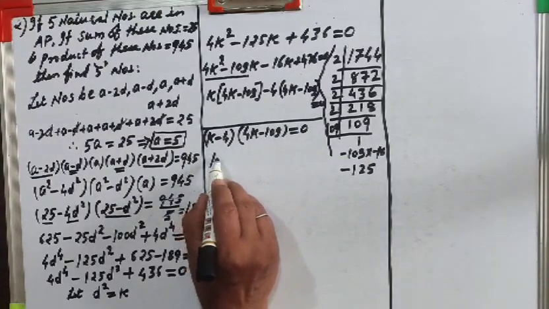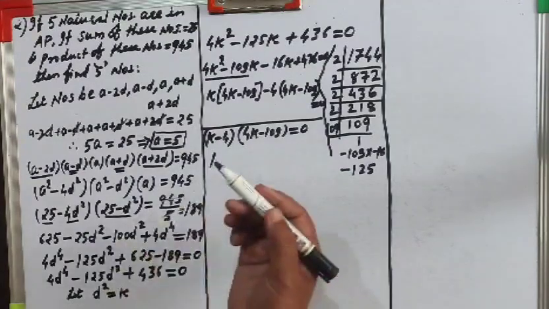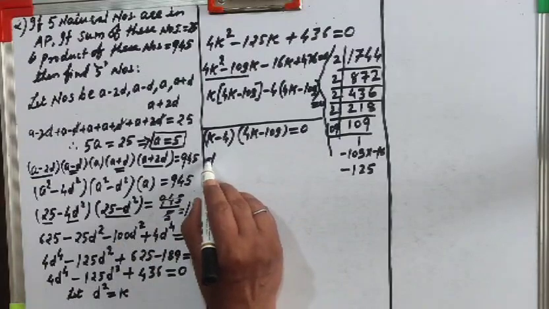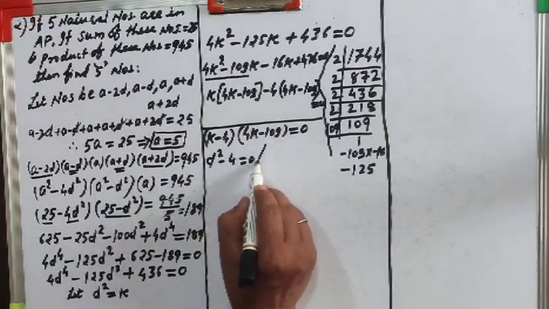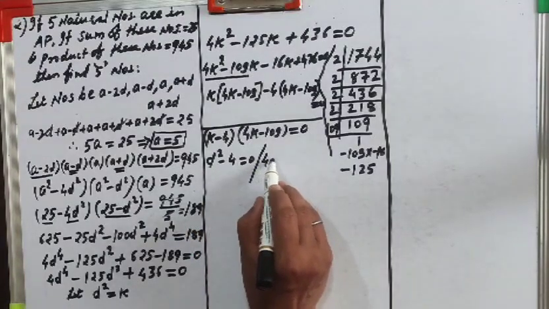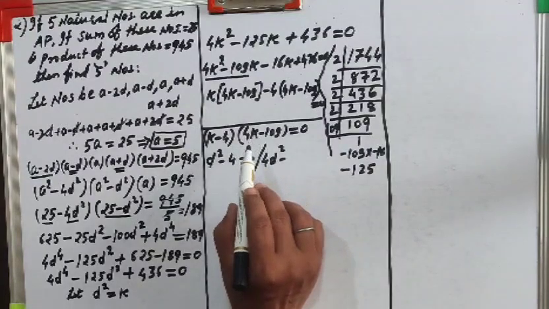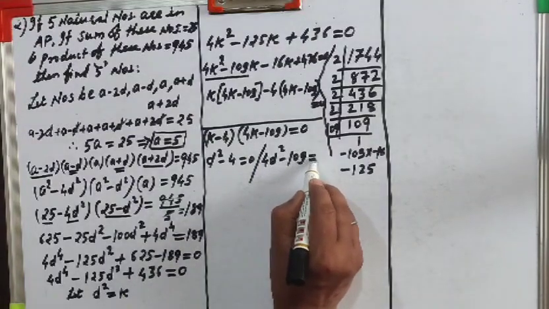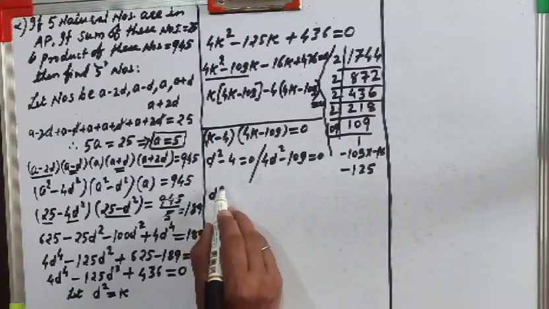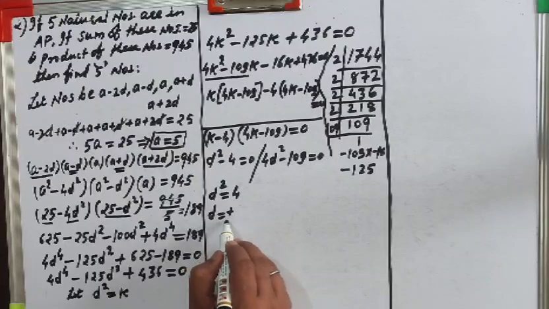Now when you equate, remember that you have taken k equal to d square. So now in place of k, I can resubstitute d square. So I will get d square minus 4 should be equal to 0, or 4d square minus 109 equal to 0. Hope you all are understanding, because k equal to d square. Therefore d square should be equal to 4. Therefore d equal to plus minus 2.